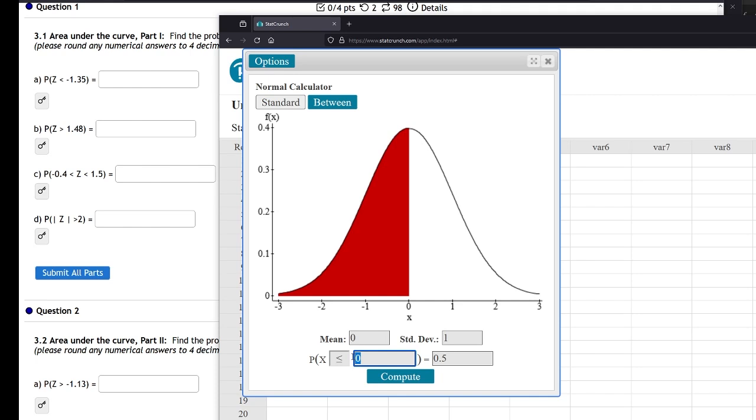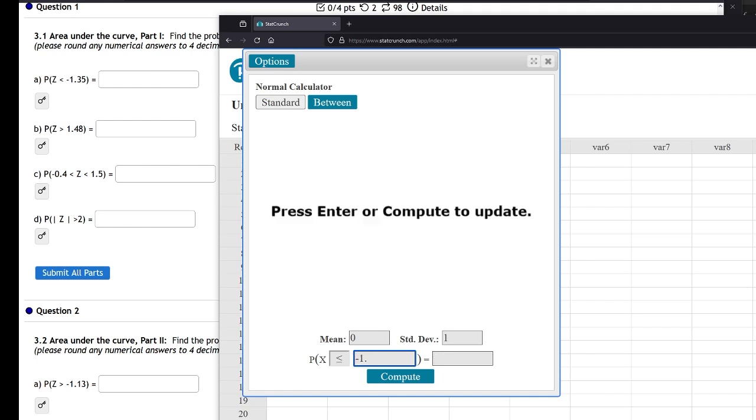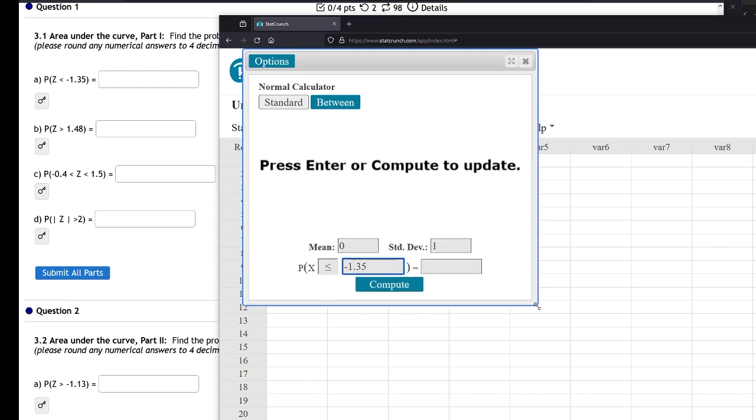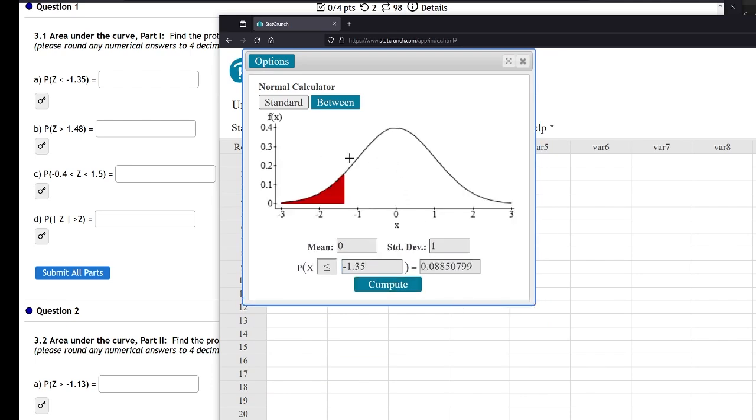So then I'll just put negative 1.35. We make this a little smaller maybe. Hit compute. And now it gives you a picture, and you should always look at the picture and double check if the picture makes sense logically for what you're trying to do, because it's very easy to accidentally click the symbol the wrong way or something. It's telling us the answer is 0.0885.